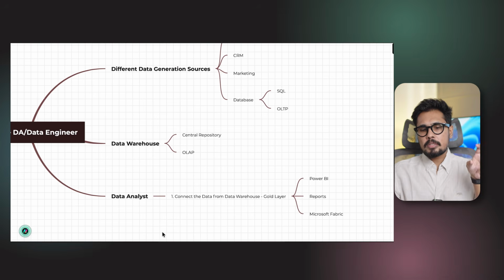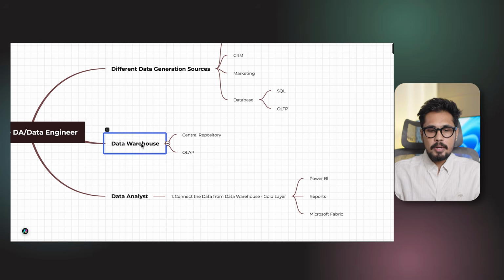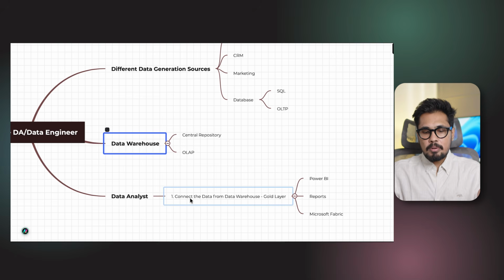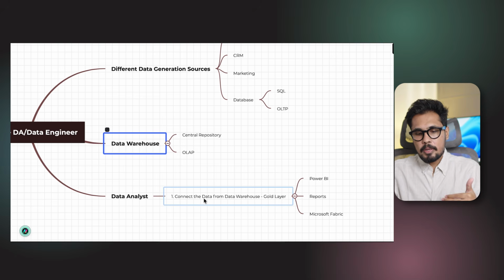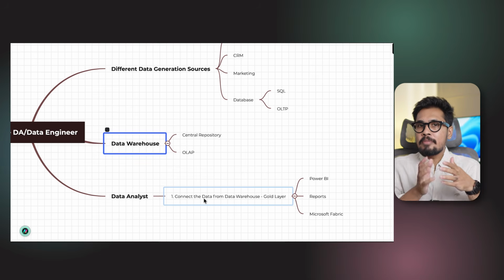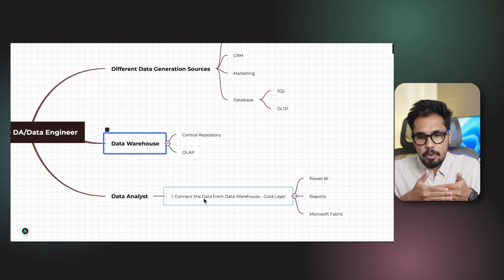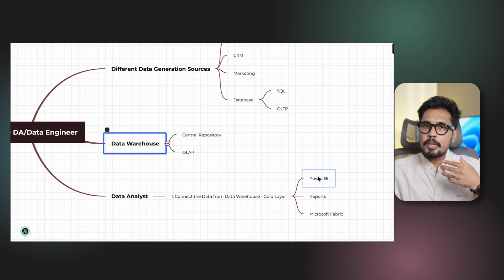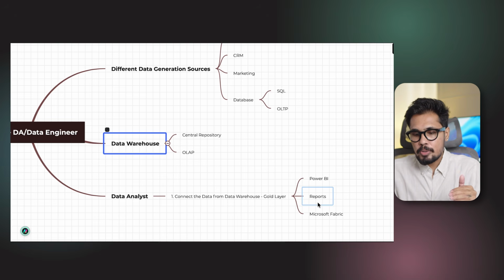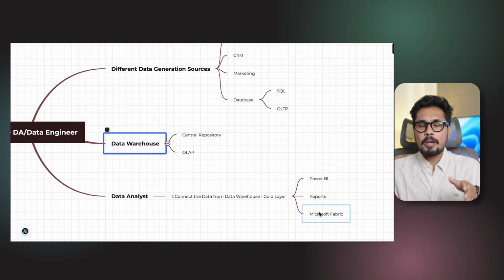Let's try to understand it step by step. The data analyst is working purely on a data warehouse, and he is trying to connect this data warehouse with Power BI. In the data warehouse, he's writing gold layer based operations or SQL operations, and then he's connecting that gold layer from the data warehouse to Power BI, creating reports and pushing them into Microsoft Fabric. So this is what actually happens with a data analyst.